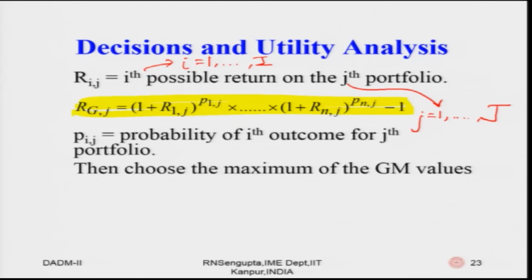So, what we will find out is that for any portfolios, any decisions, we find out the probabilities Pij we have already found, and we find the corresponding average value, which is RGJ. J is basically for each and every decision. So, what you will do is find 1 plus R1 to the power Pij and multiply them corresponding to each outcome, and then subtract the value of 1, because in the geometric case you are trying to utilize the geometric mean.